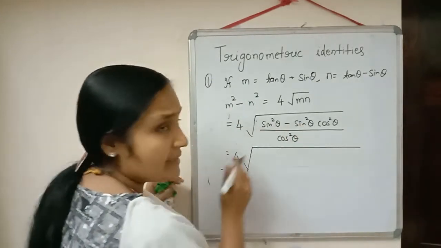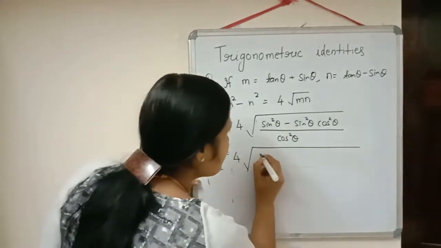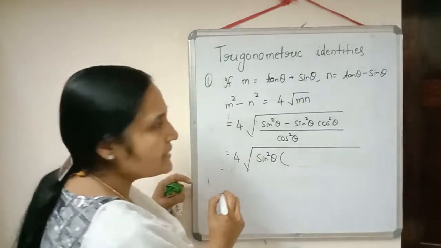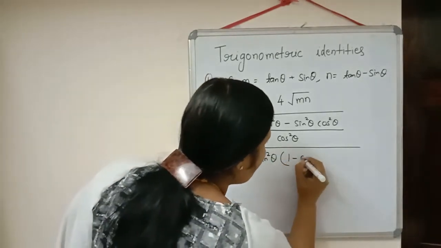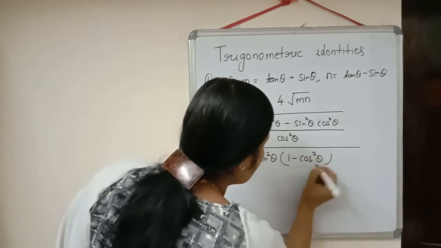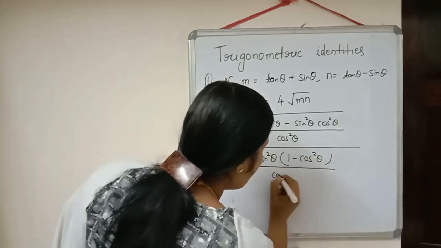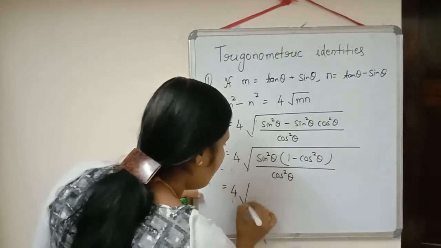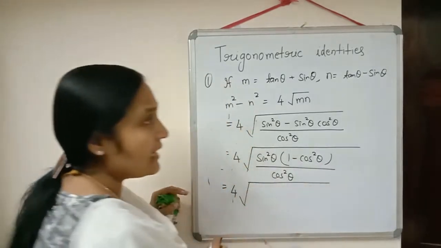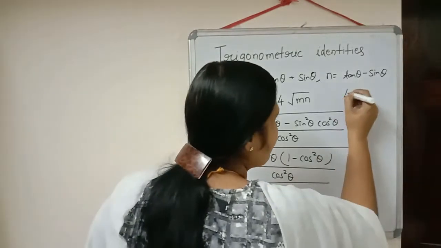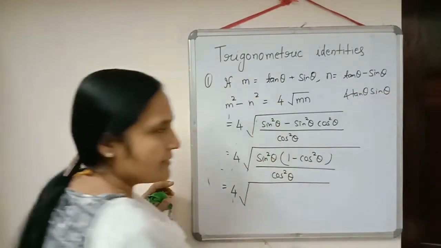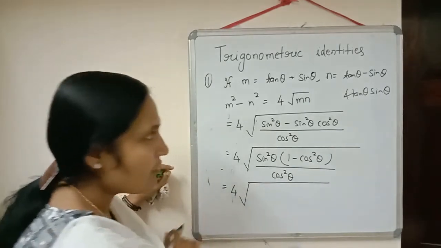In the numerator, anything common? Yes, sine square theta is common, taken outside. What will come inside the bracket? 1 minus cos square theta, whole divided by cos square theta. Now after that what will we do? We'll rearrange, as we got our left hand side. We got the left hand side as 4 tan theta into sin theta. So already we have 4 here.